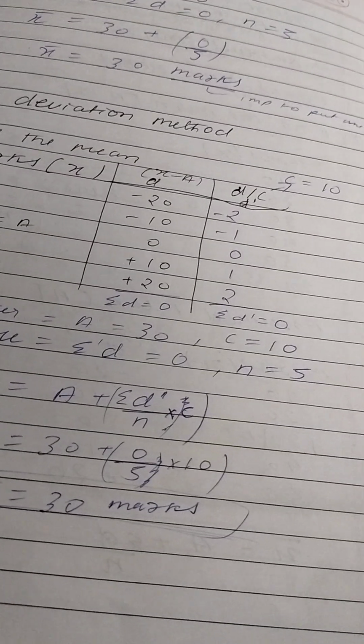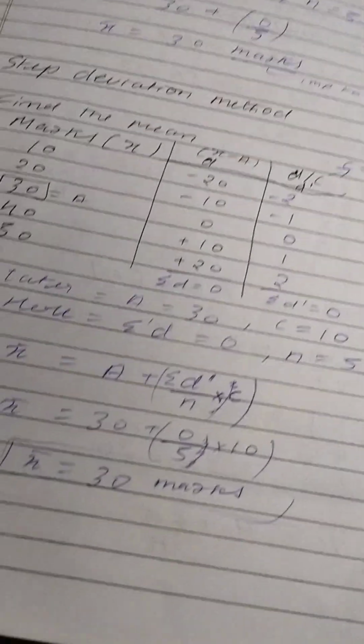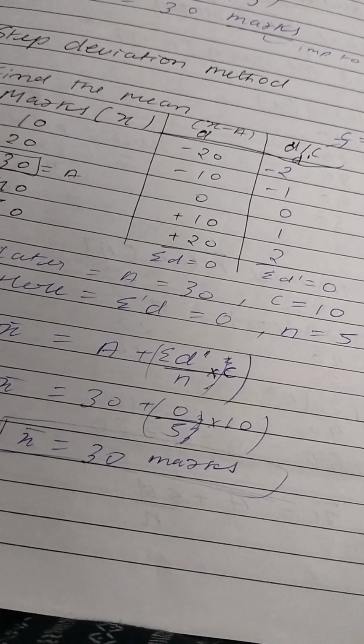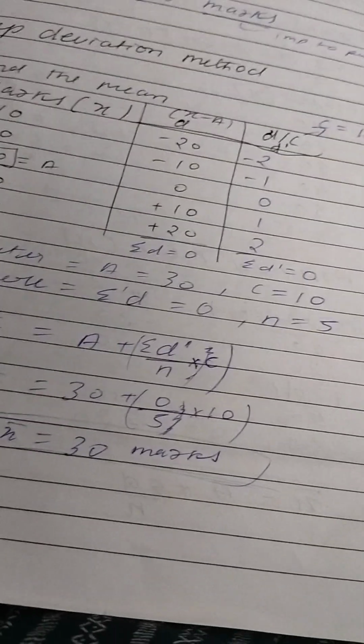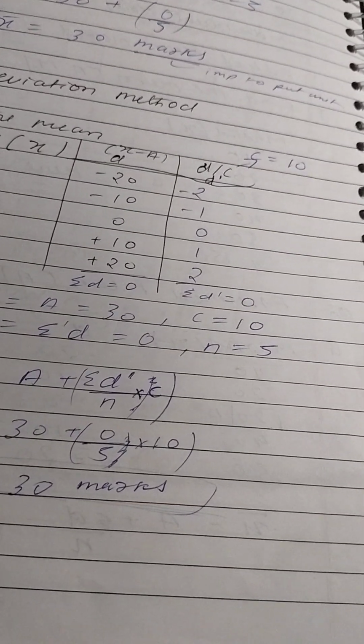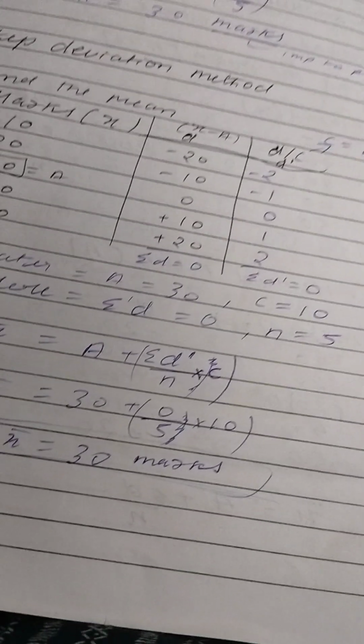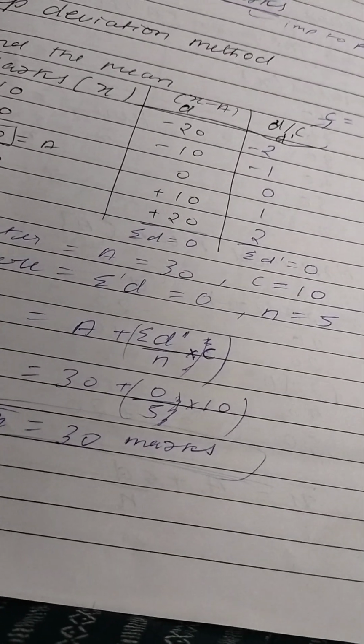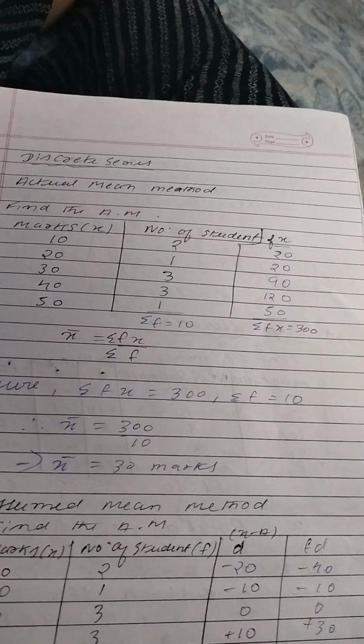In the step deviation method you have to calculate the d dash, and we have calculated it. We have taken the common factor 10, and then we divide it. After the division you get the formula. Then we have discrete series.